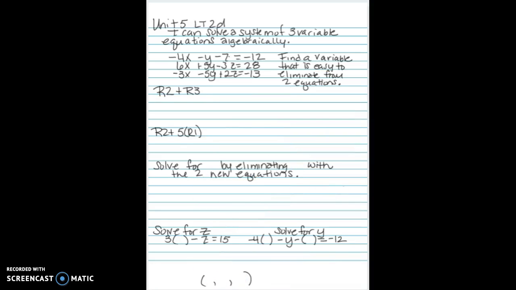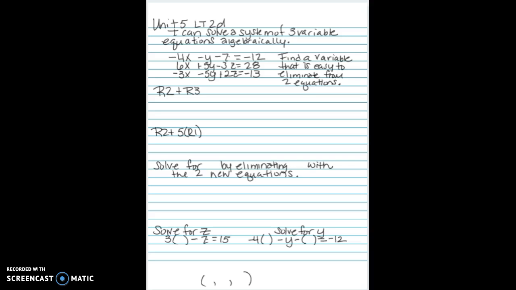Unit 5, Learning Target 2D. I can solve a system of three variable equations algebraically. So we start with three equations. With systems of equations, you must have one equation for every variable. We have three variables. We have x, y, and z. Therefore, we must have three equations.